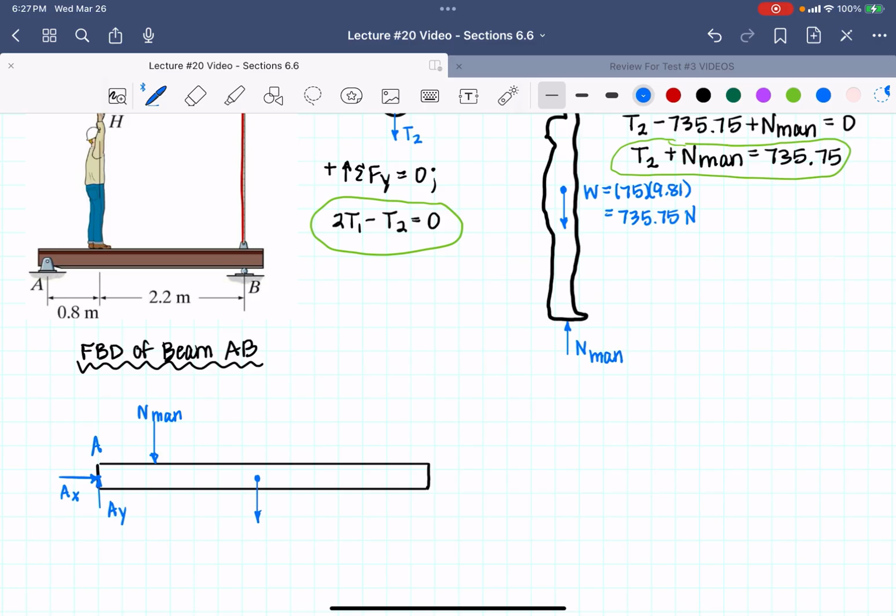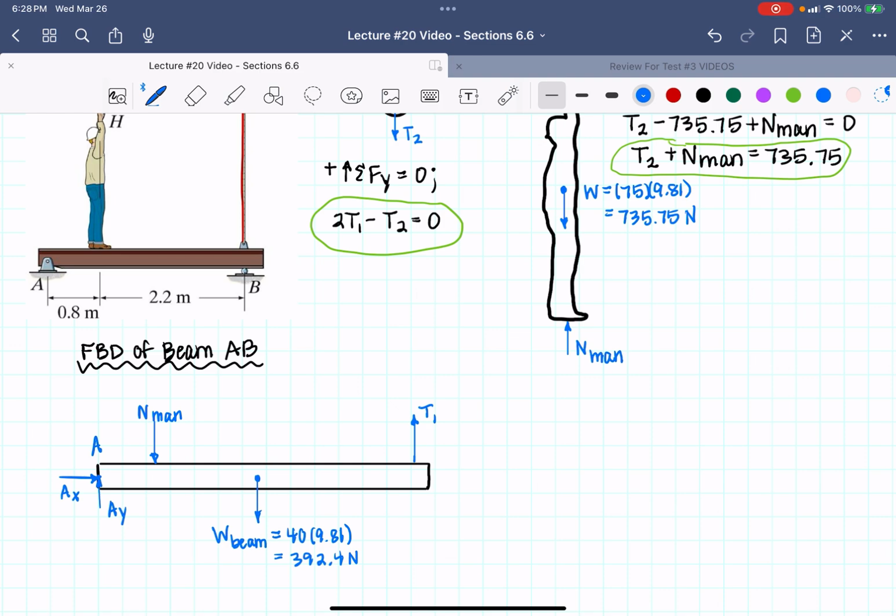So we're going to say W of the beam, and they told us the beam was 40 kilograms, so that's 40 times 9.81, which equals 392.4 newtons. And then from the rope, I've got T1 going straight up at the end of the beam.